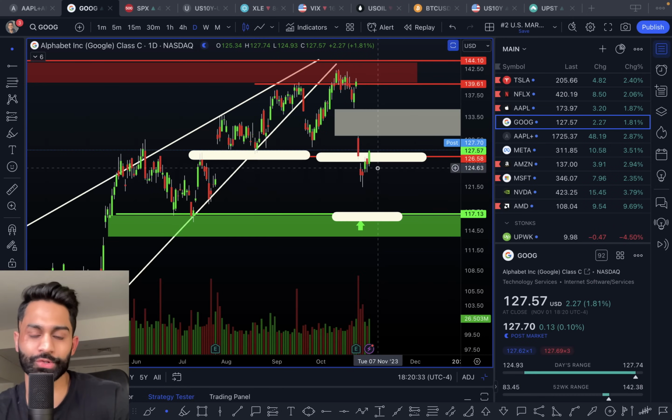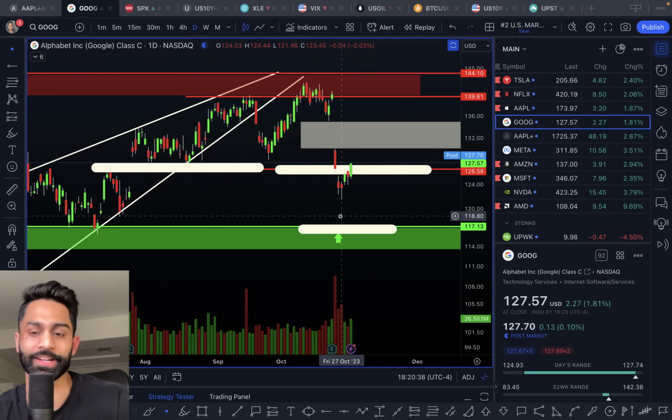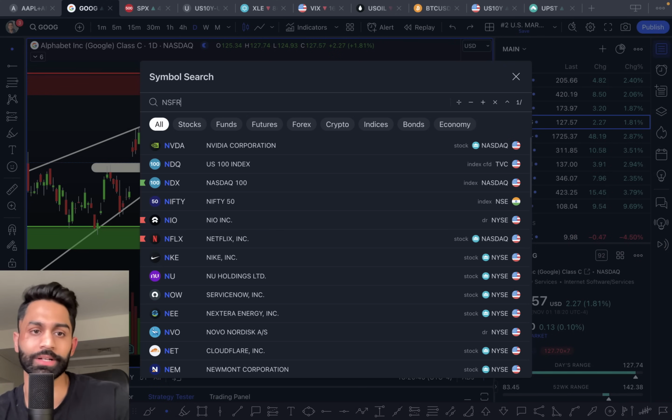Google, on the other hand, also breaking out above this resistance of 126, 127. So very, very nice move to the upside with a massive gap to fill for Google, and resistance going to be all the way up to $140, $141 per share moving forward.